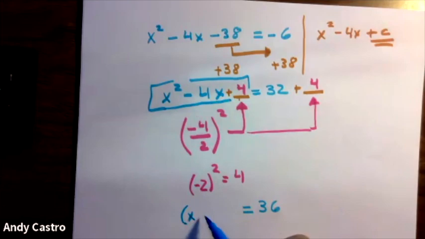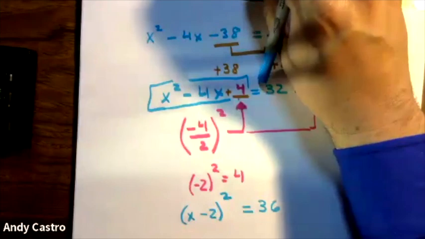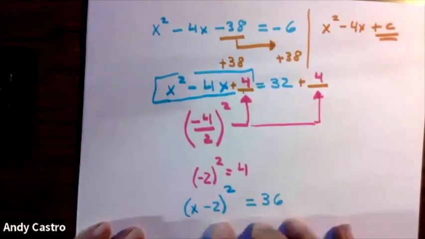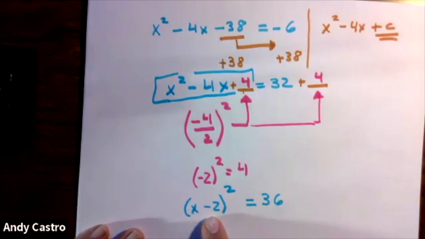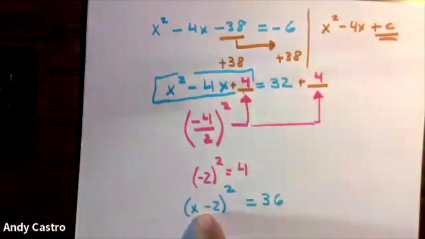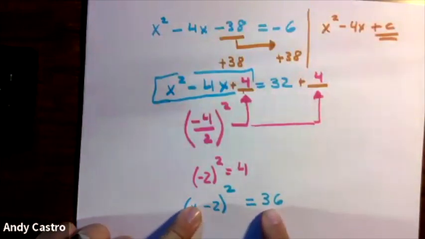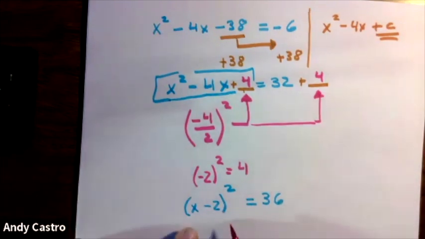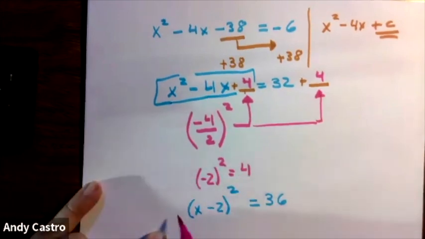So I have x minus 2 squared, and that's equal to 36. All right. So now that I have this, I've completed the square. x minus 2 squared equal to 36. This right here is the completed square, and I have that equal to 36. Well, now I can solve for x. I can solve for x by taking the square root of both sides.